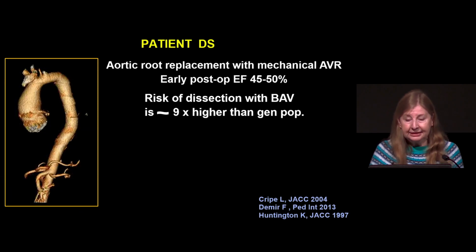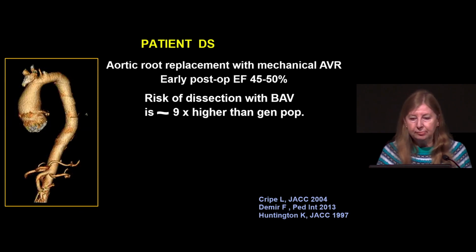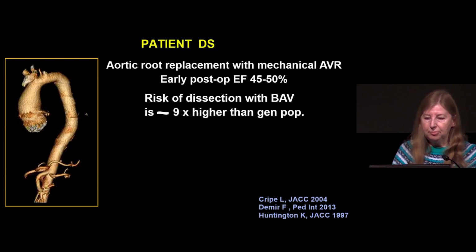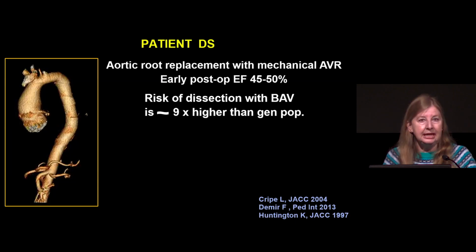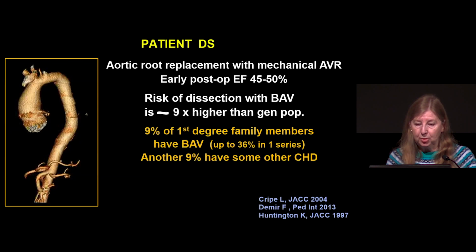So in a sense, the SVT saved him, and I'd remind you that the risk of dissection with bicuspid valve is about 9 times higher than the general population. And about 9% of first-degree family members have a bicuspid valve. In one series, almost a third. And another 9% have some other congenital heart disease. So it's almost 20% of first-degree relatives.